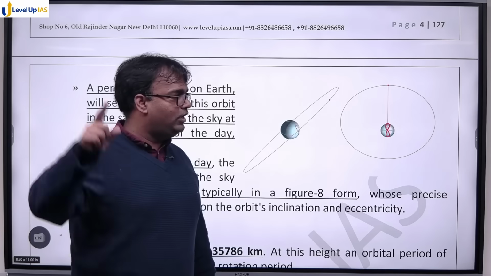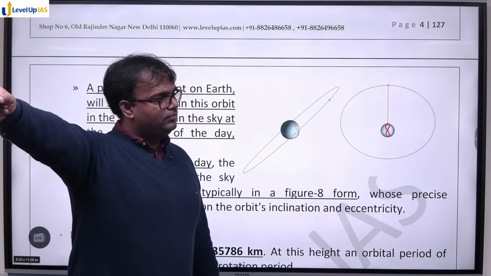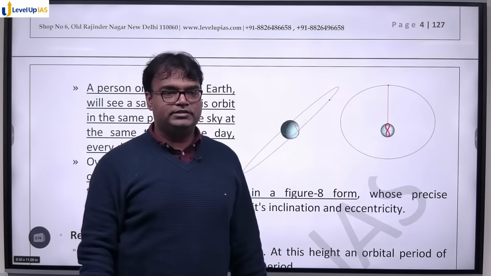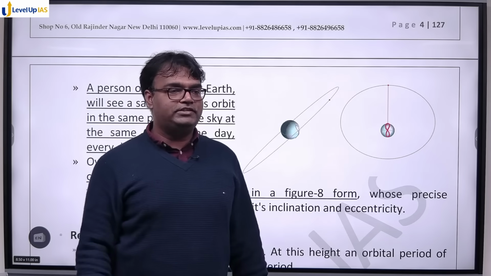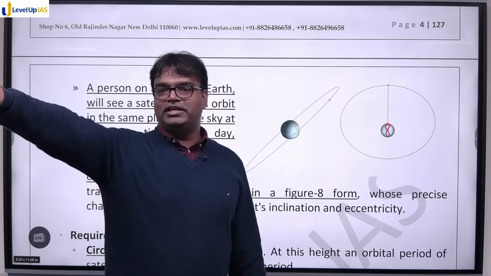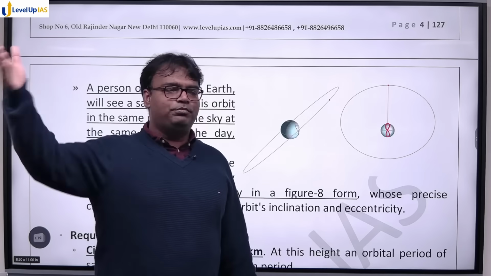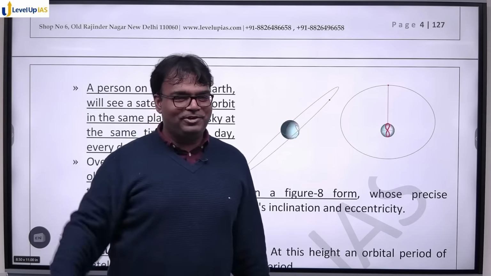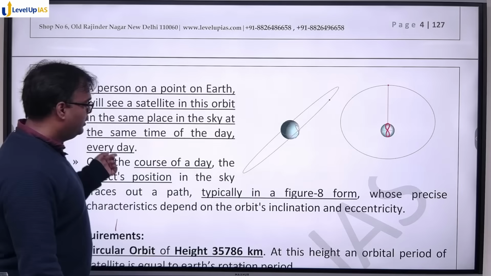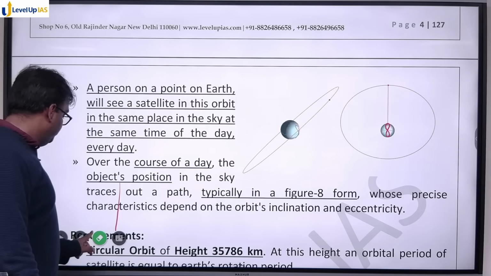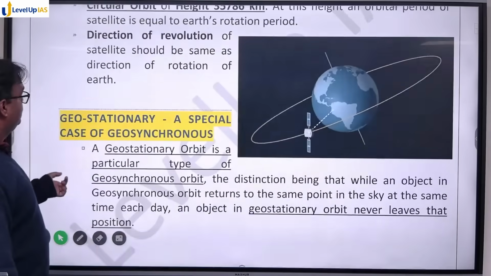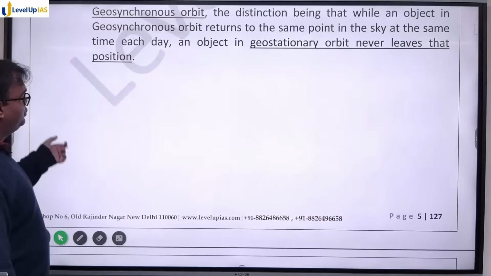After every 24 hour आप अर्थ पे यहाँ पॉइंट करोगे वहीं होगा. Is geostationary also geosynchronous? Yes, it is at a height of 35786 kilometer. It is circular, and after 24 hours, is it back at the same point? Yes, it is at the same point always. So it is back at the same point after 24 hours. So geostationary is also a type of geosynchronous. Okay, so let's go to geostationary, a special type of geosynchronous.